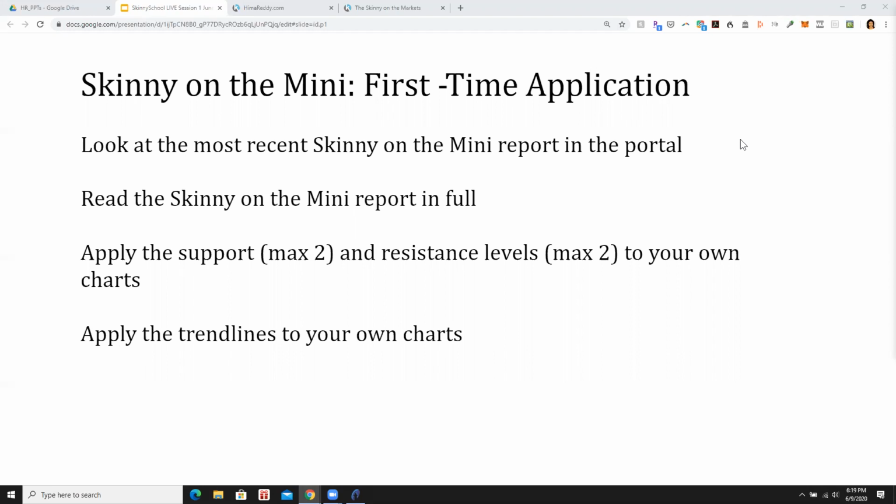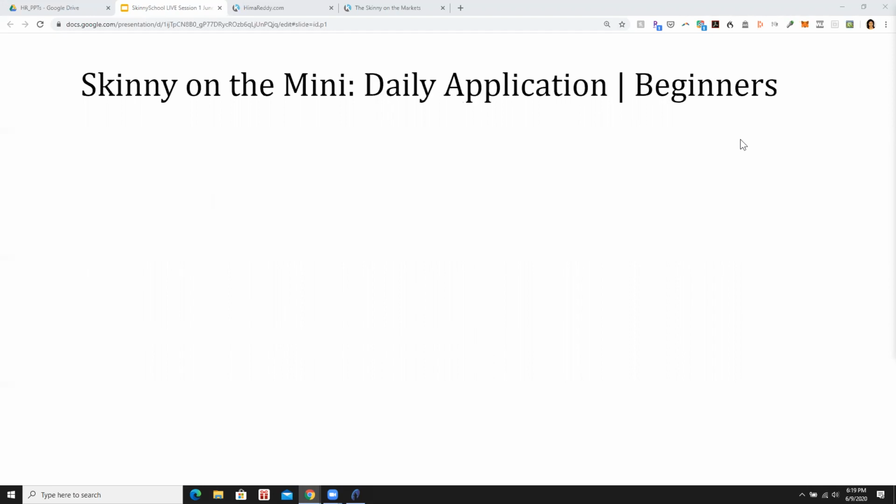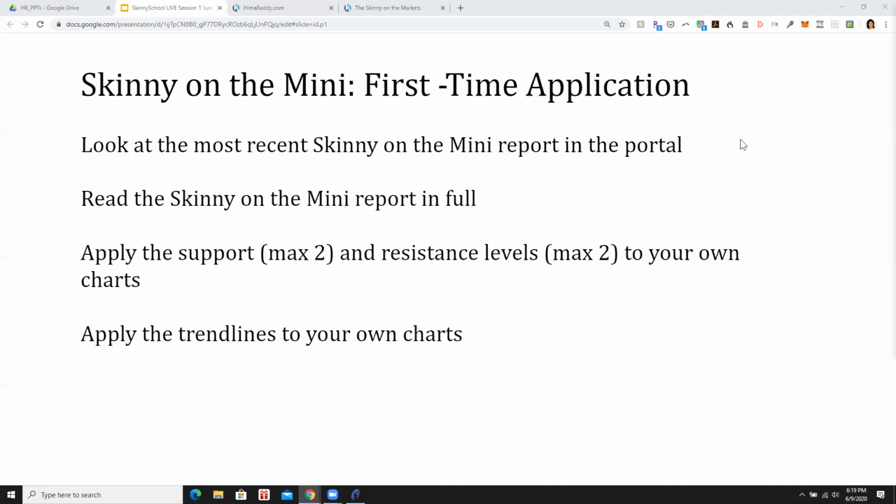Then apply the trend lines to the charts, because in your preparation, your first-time application, before you get the next report or before the market opens again, you have time to do this prep work. So that's what I recommend the first time you're diving in and touching the skinny and the mini, or if any veterans want to go back and practice. Type a Y for me if you understand these steps as your first set of actions. All right.